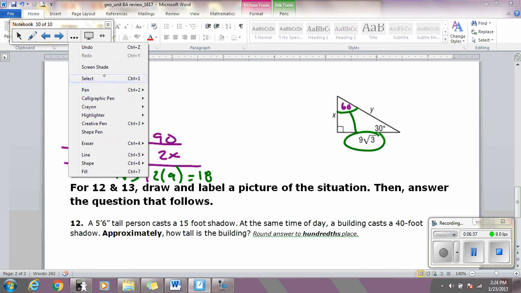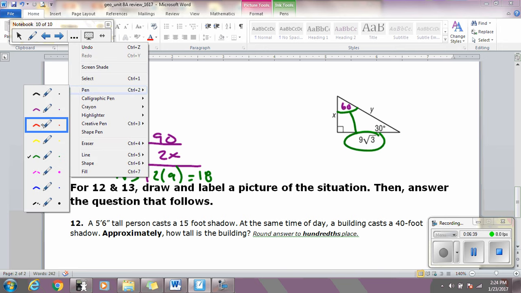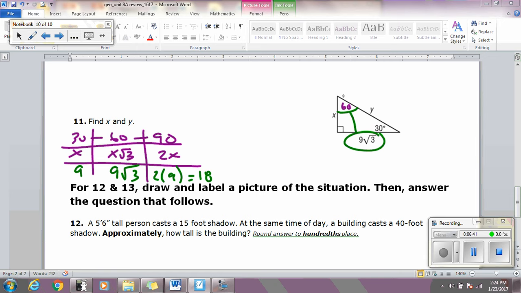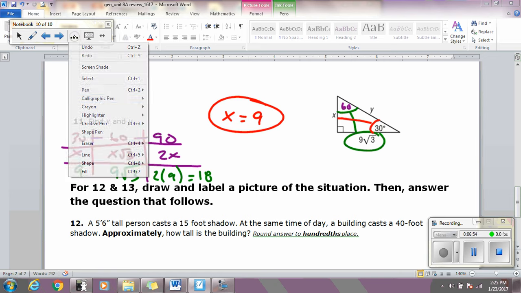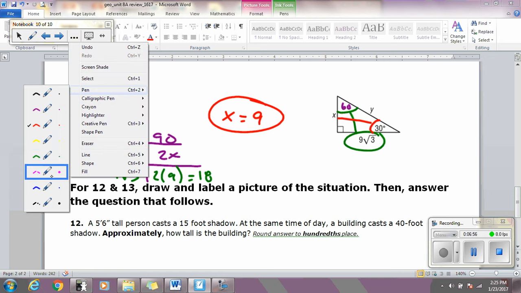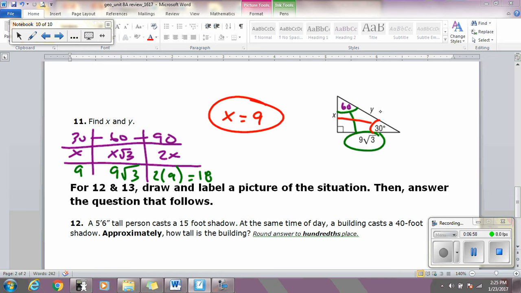Now let's come back to the picture that they give us. X in the picture is located across from 30. So according to my table, across from 30 should be 9. And then Y in the picture is across from 90. So according to my table, across from 90 should be 18.